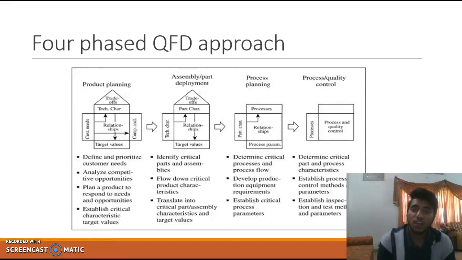The third phase is process planning. This determines critical processes and process flow, develops production equipment requirements, and establishes critical process parameters. Moving on to the fourth phase, process/quality control, it determines critical part and process characteristics, establishes process control methods and parameters, and establishes inspection test methods and parameters.